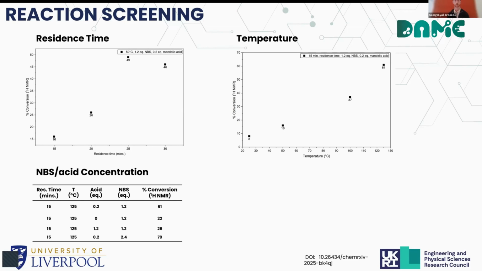When we removed all mandelic acid from the reaction, this conversion dropped by nearly 40%, yielding a 22% conversion. Interestingly, when you had a one-to-one relationship of the acid and the MBS, this did very little to alter that conversion, with just a 4% increase to 26% conversion. Upon a doubling of the MBS equivalence, we achieved the highest conversion to this point, returning a 79% conversion when 2.4 equivalents of the MBS was used.